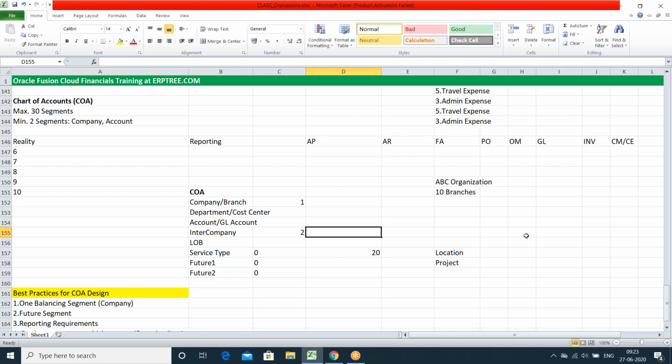So you mentioned about company being called a balancing segment, right? So in the system, do we mark that as a balancing segment, or is it just theoretical? Exactly. We mark it. We have to make the system understand which is the balancing segment, the primary segment within our chart of accounts that we have to mark. Based on balancing segments, there are some reporting. Everything will be balanced. All the transactions need to be balanced with the primary segment, which we are calling the balancing segment.